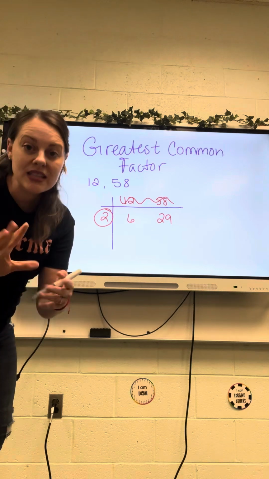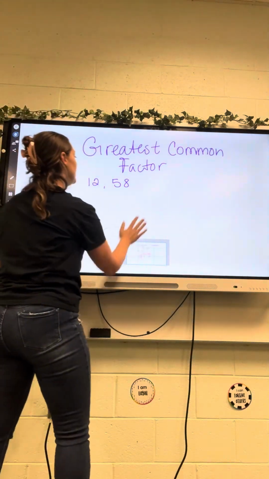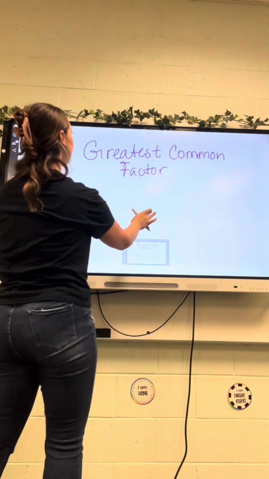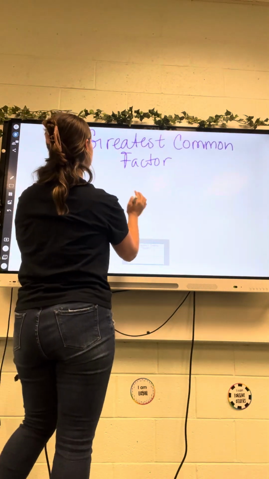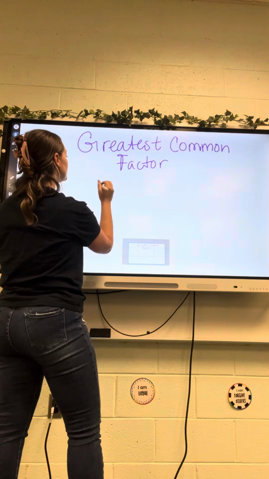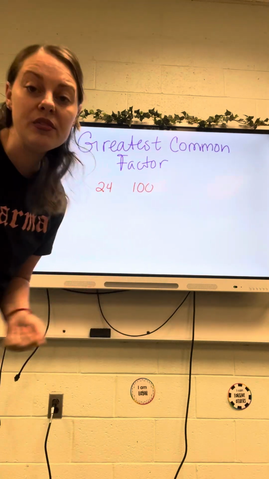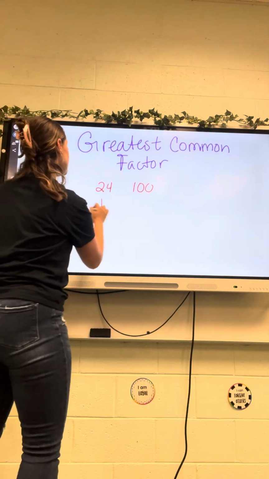All right, so that's a basic one, right? Very simple. Well, 58 wasn't basic. Let me try to find one where you actually have to work a little bit harder. So I'm going to go with 24 and 100. So let's go with 24 and 100. I'm going to draw my T-chart.